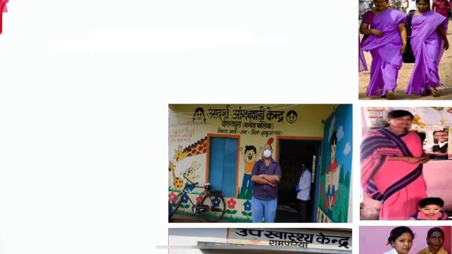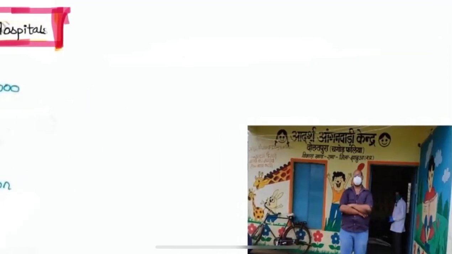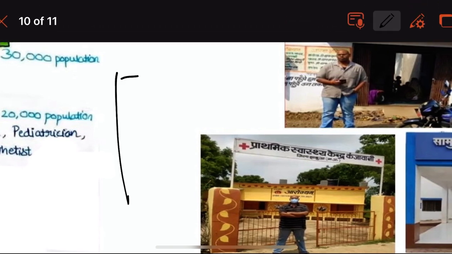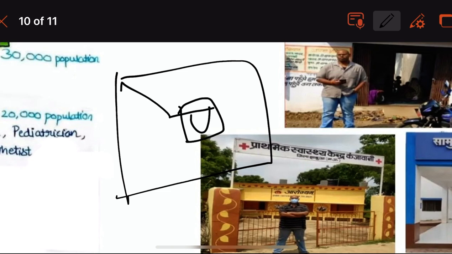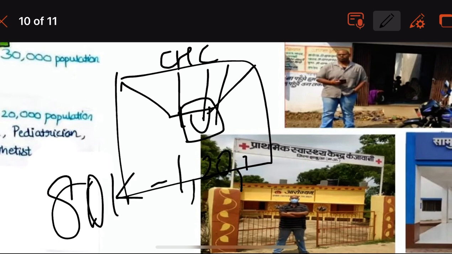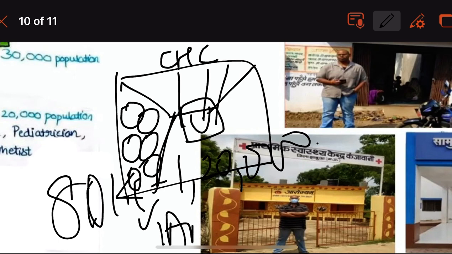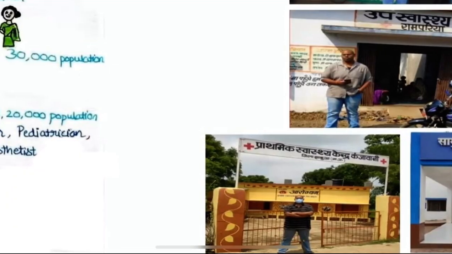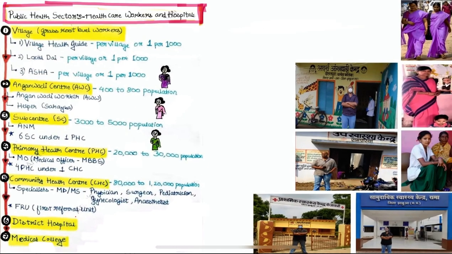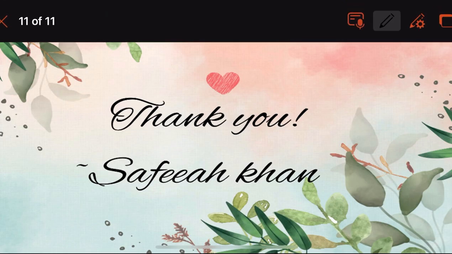Sorry guys. Now I will take a plain slide and draw everything and explain. So what did we see? Urban area, block, that is CHC. One CHC contains four PHCs, and the CHC's population is 80K to 1,20,000. Then we had the 100 villages. One village will have one Anganwadi worker. And the population for the PHC is 20,000 to 30,000. Clear, guys? This is all about the health sector, health workers and hospitals.